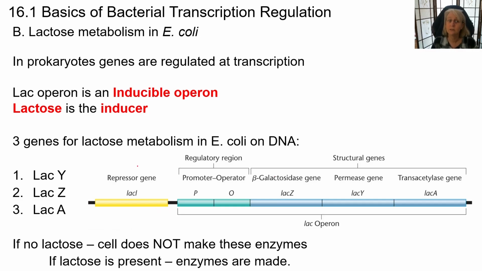In prokaryotes, all genes are regulated at transcription. The lac operon is inducible. That means it is normally off. You can turn it on if lactose is present around the cell. These three genes, beta-galactosidase, permease, and transacetylase, are all involved in lactose metabolism.